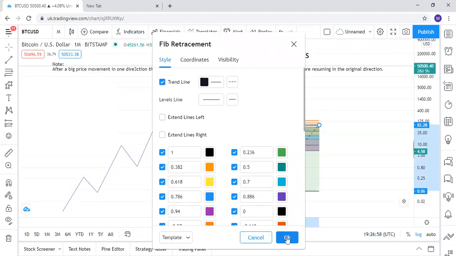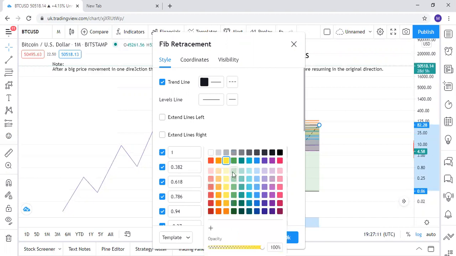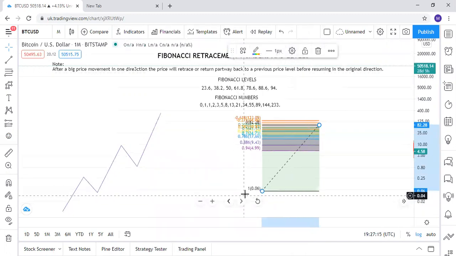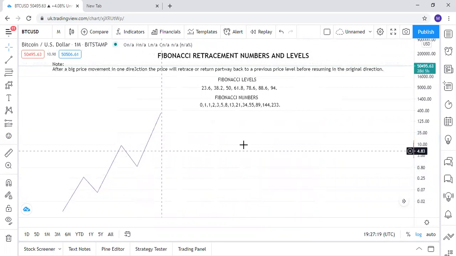This 0.61 is our golden ratio. Look at it, it's golden. Look at the color. You can choose the color, because sometimes it might be black, so you can click on it and give it your own color and modify it the way you like. So now you guys know how to draw that. Now let me show you.